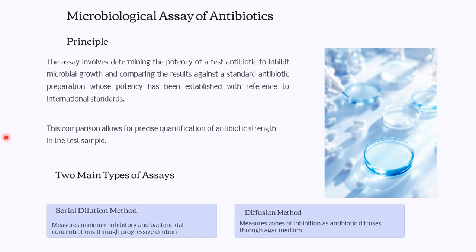This comparison allows for precise quantification of antibiotic strength in the test sample. The two main types of assays used for antibiotics are the serial dilution method and the diffusion method. The first one is serial dilution method and the second one is diffusion method.